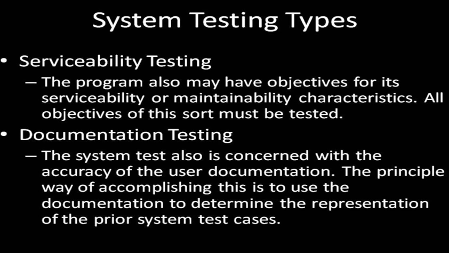Documentation testing. The system test also is concerned with the accuracy of the user documentation. The principal way of accomplishing this is to use the documentation to determine the representation of the prior system test cases. That is, once a particular stress case is devised, you would use the documentation as a guide for writing the actual test case. Also, the user documentation should be the subject of an inspection, checking it for accuracy and clarity. Any examples illustrated in the documentation should be encoded into test cases and fed to the program.